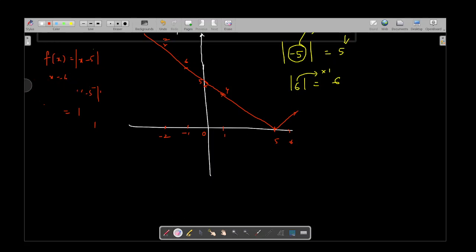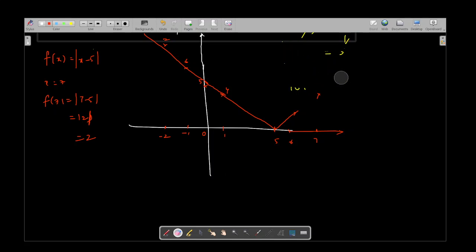Now let us put x is equal to 7. f of 7 is equal to modulus of 7 minus 5, which is modulus of 2. Modulus of 2 is 2. So at 7 we have 2. Like this, if you continue, it keeps on going up to infinity. So this is how it goes.